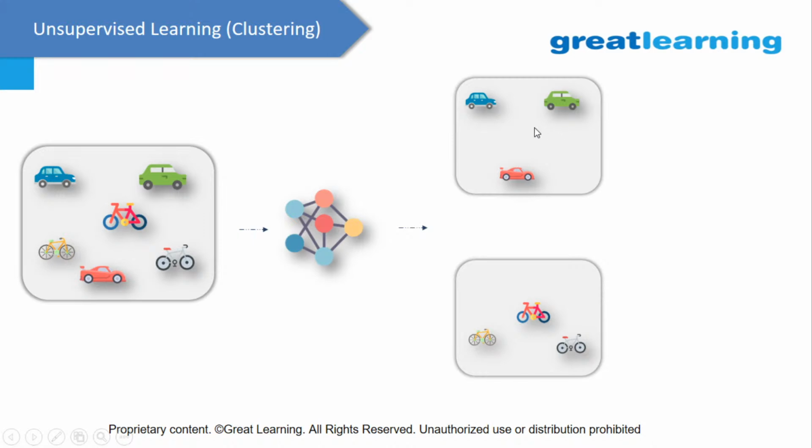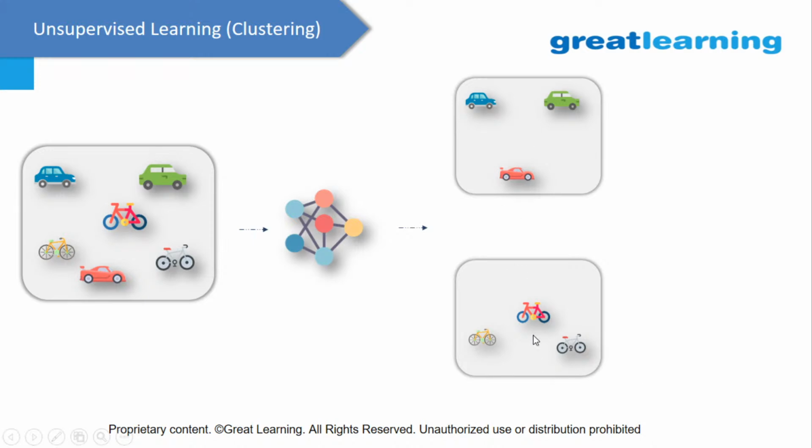This is what is known as high intra-cluster similarity, because all of the data points are very similar. Similarly, if you look at this particular group over here, again all of the data points are very similar to each other because all of them are bicycles. And that is why there is high intra-cluster similarity over here as well.